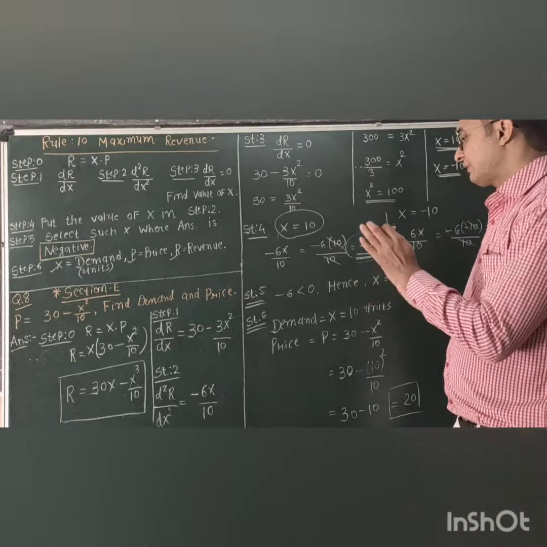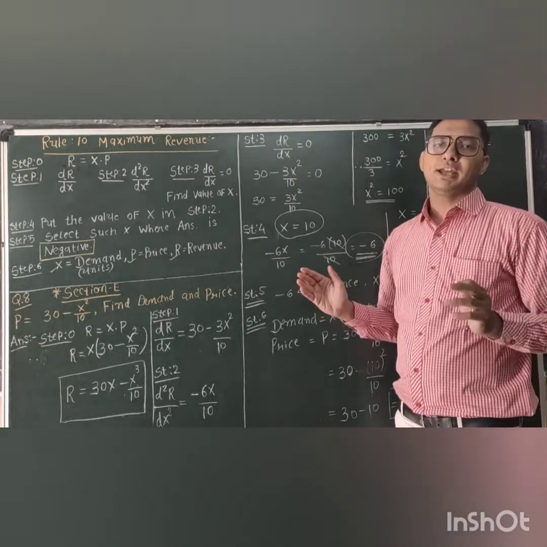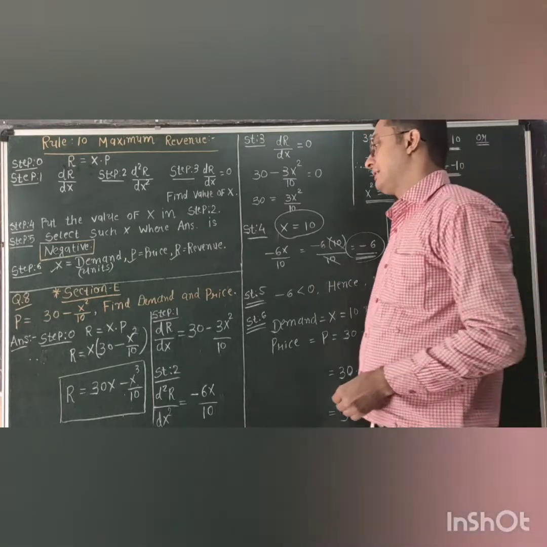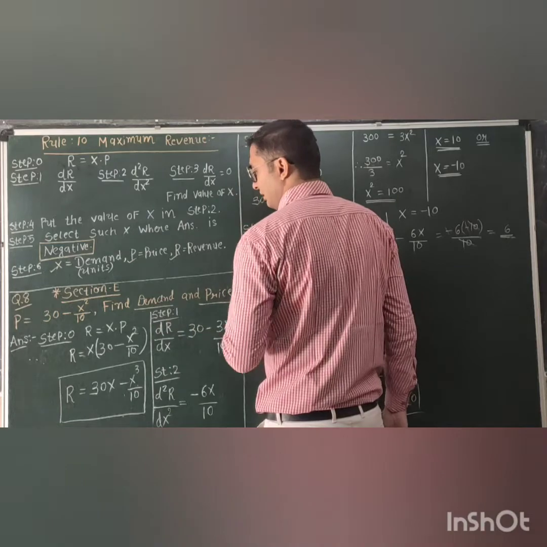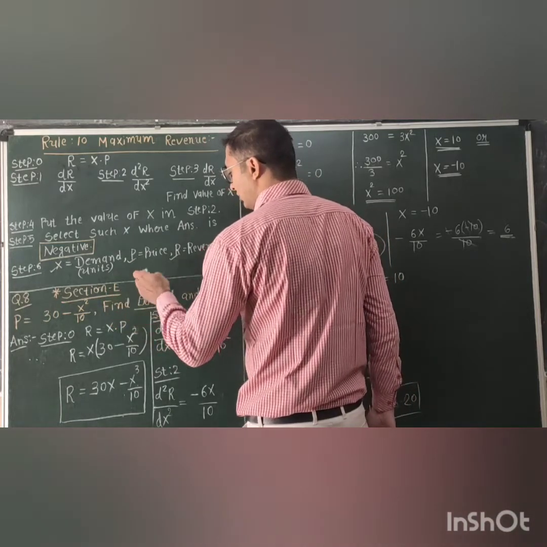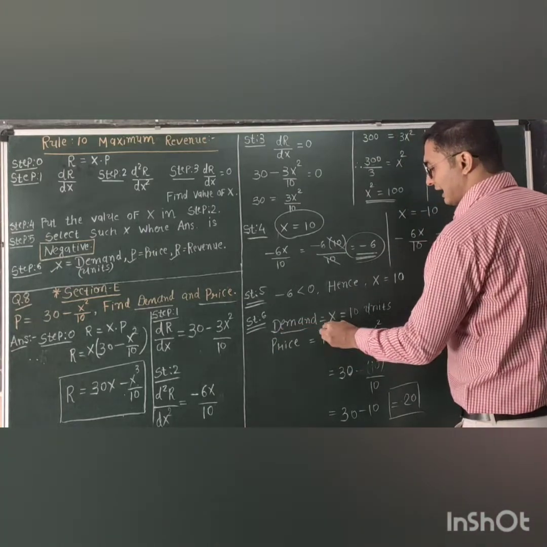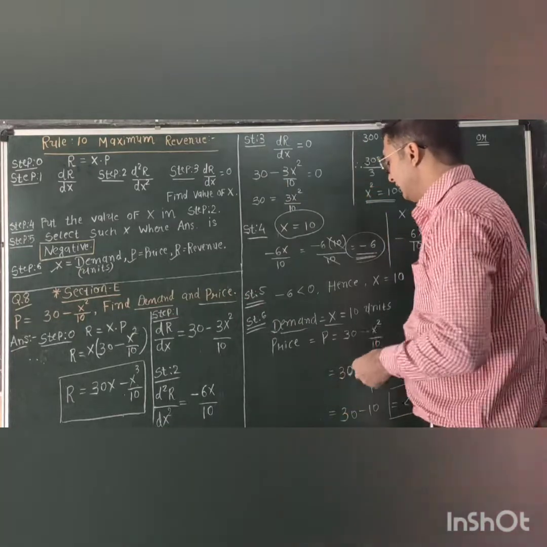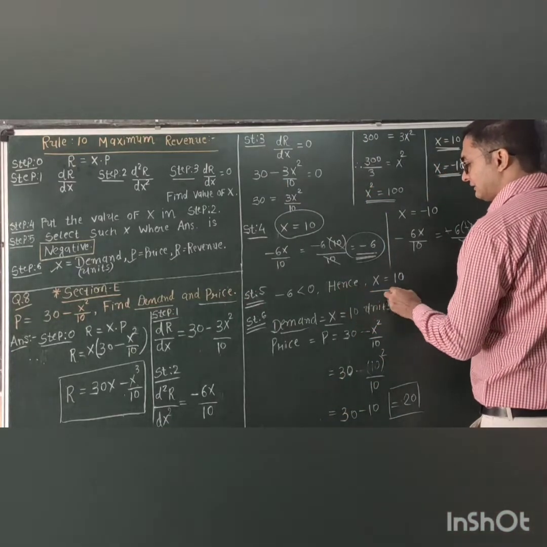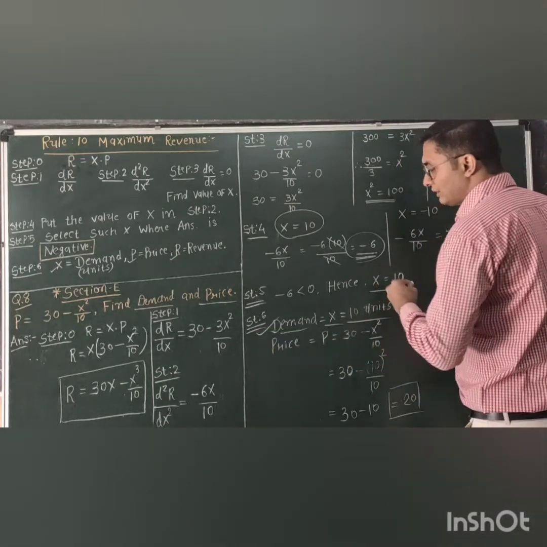So now almost the sum is ending over here, but now we have to check what the question demands. The question demand is to find out the demand and price. So demand stands for x as we have discussed, and therefore the value of x is equals to 10 units. So demand is equals to 10 units.